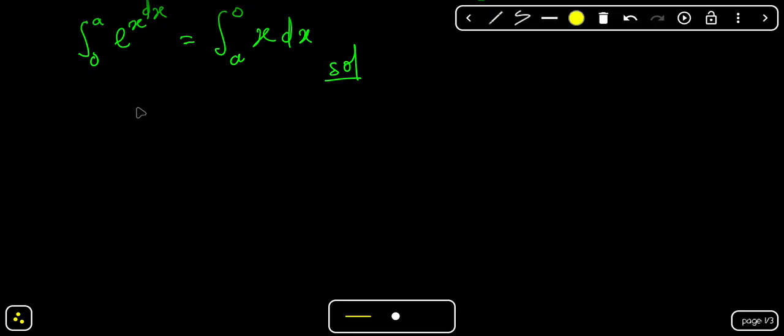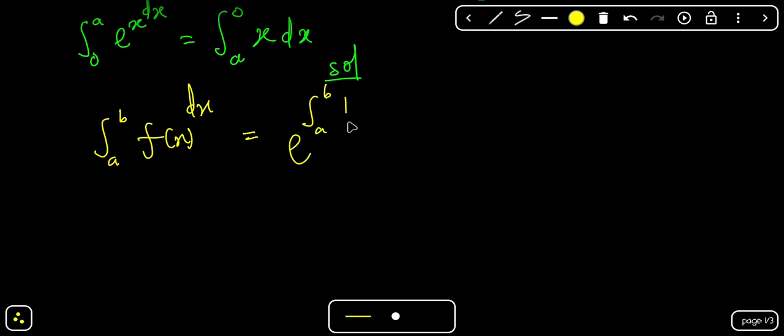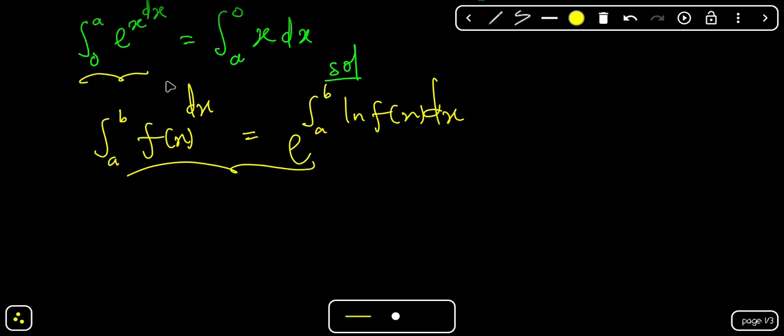All right, now let me quickly remind us of the identity. This is called the product integral. If you have the integral from a to b of f of x, raised to the power of dx, this is equal to exponential, that is e raised to the power of the integral from a to b of natural log of f of x dx. Now take note of this. We are going to use this particular expression to solve the left hand side.